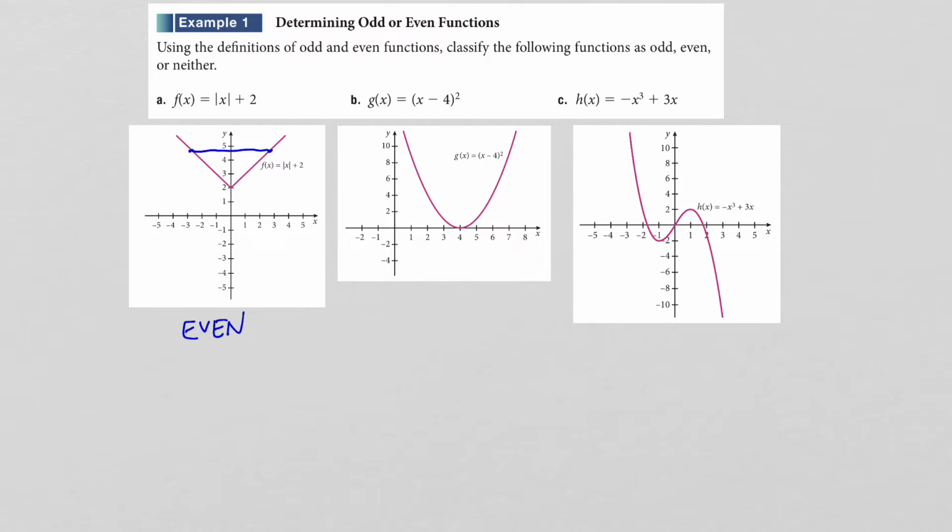Now, if you look at the second graph, that graph is here, and you'll notice that there is no symmetry across the y-axis. There is also no symmetry through the origin. And that's why this function was neither even nor odd.